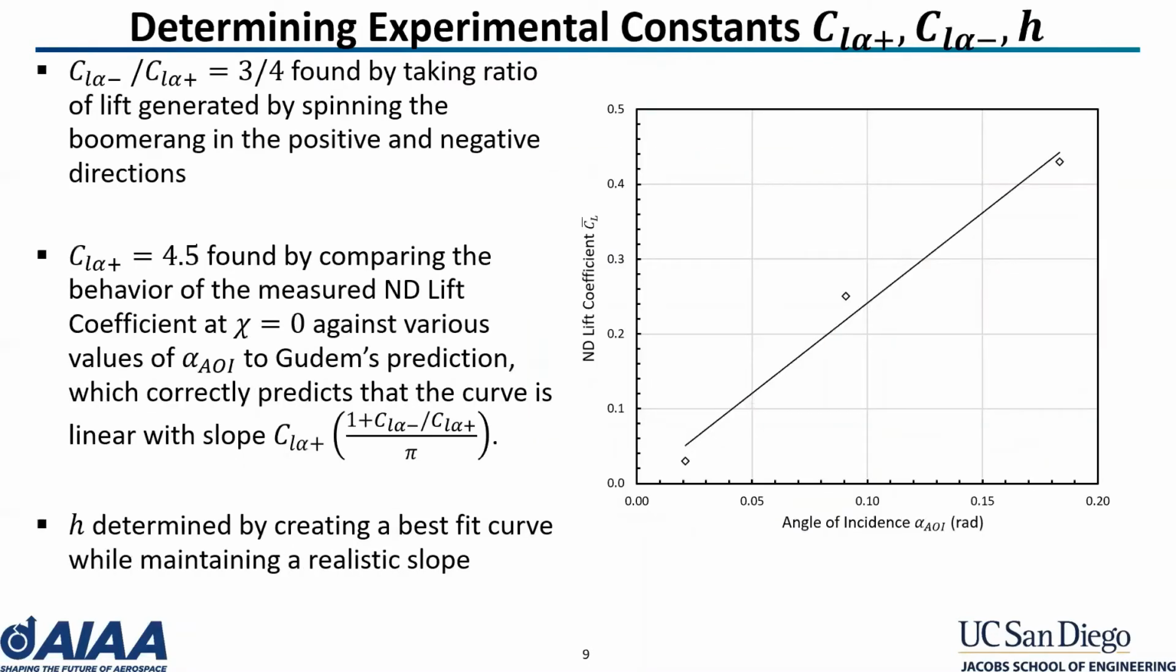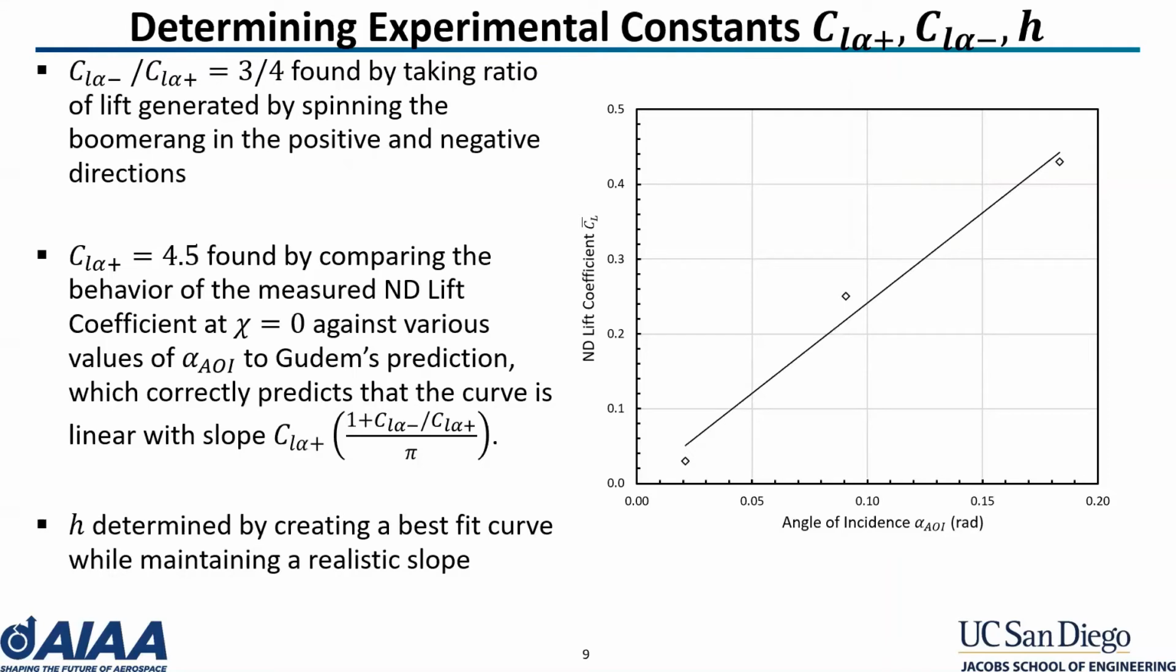For each angle of incidence, the lift was measured for various wind speeds and rotational speeds. The constants in the previous expressions were found by analyzing various aspects of the wind tunnel data. The ratio between the lift coefficient over the trailing edge and leading edge was found to be 3/4 by taking the ratio between the lift generated by spinning the boomerang in the positive and negative directions.